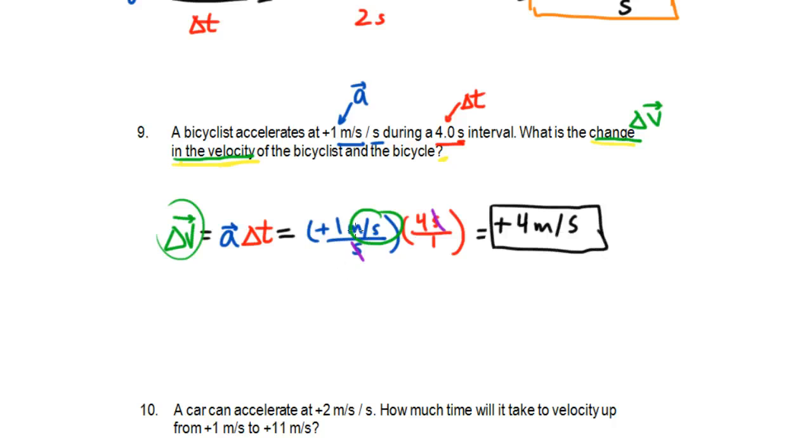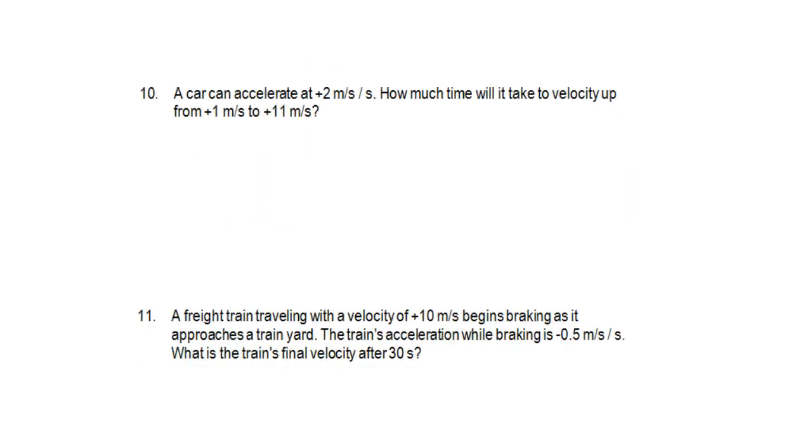Those are the units that I have left after I cancel out those seconds, and so I see that those meters per second are my units of velocity. So it's a reasonable answer. Okay, moving on to number 10.